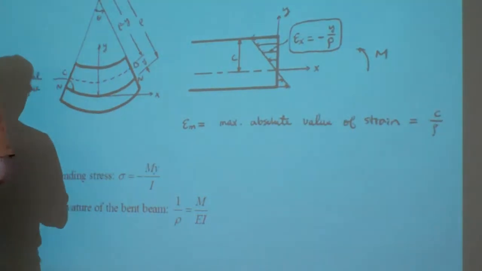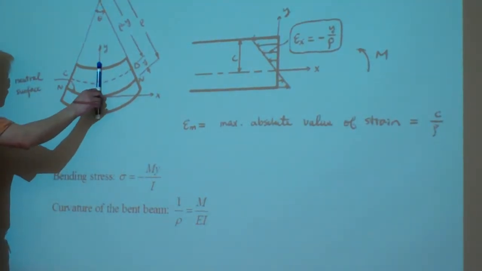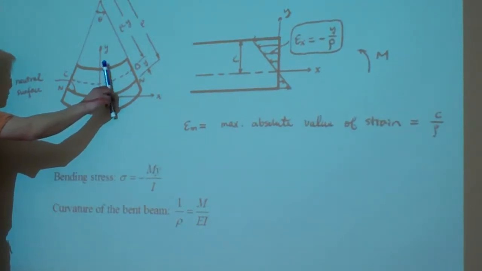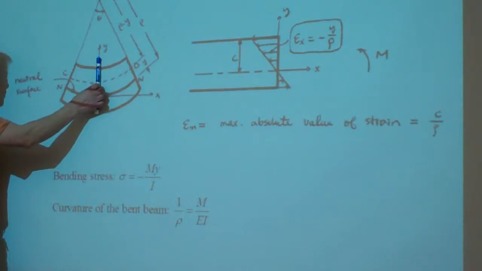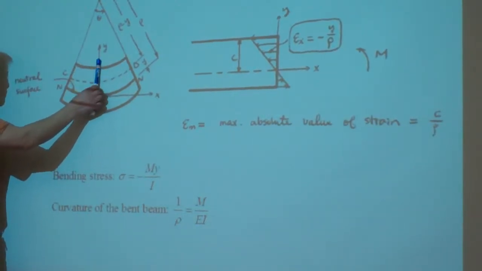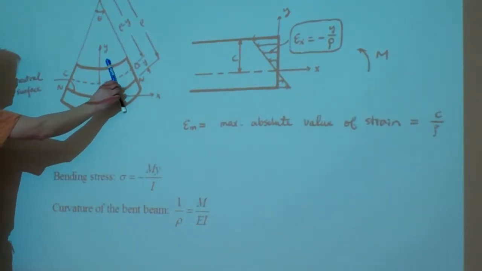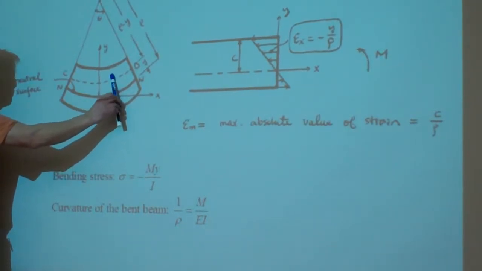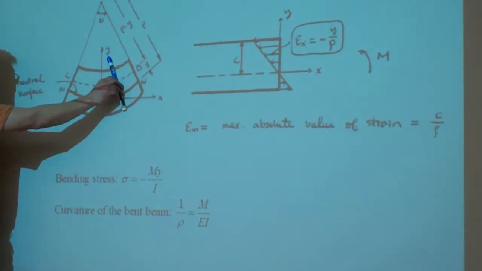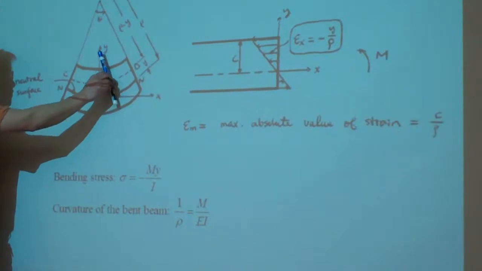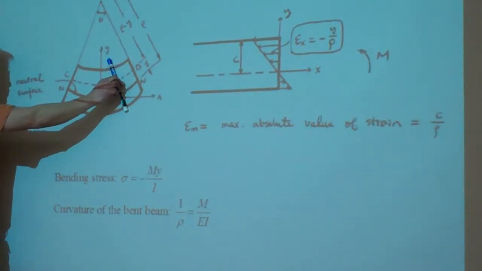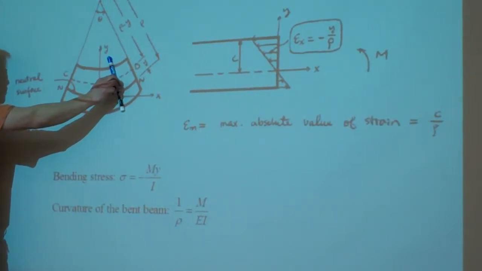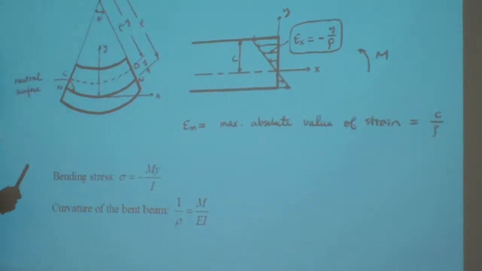Back to our assumption, we assume that the plane will remain as a plane, and again, the plane will be locally perpendicular to the neutral surface. So, for example, to here, this one will be locally perpendicular to the neutral surface. Any plane will be locally perpendicular to the neutral surface, and under this situation, they will point to the same center of the curvature.